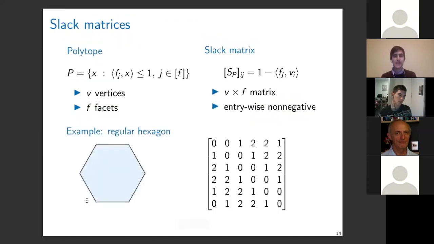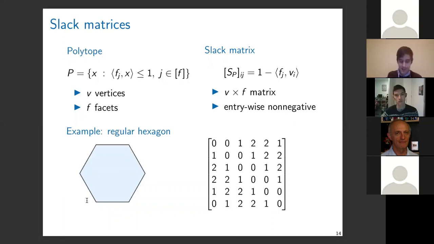Okay, and so the first object I'm going to introduce that helps us understand these questions is called the slack matrix, or more generally, when we look beyond polytopes, we'll call it the slack operator. It's a very simple object, but I'll introduce it a little bit slowly so that we're all on the same page. So imagine I have a polyhedron, but I'm going to focus on polytopes with the origin in the interior, just to make life a bit simpler.